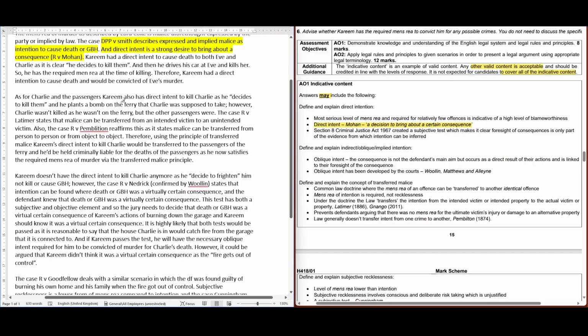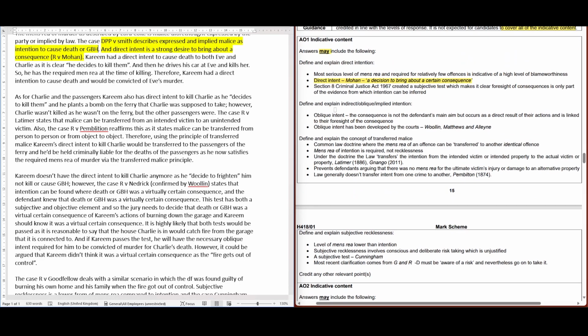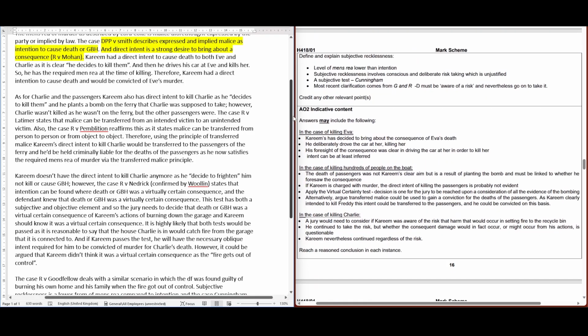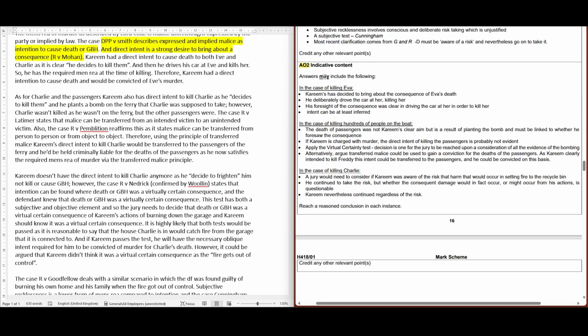So this part is the AO2. So now if we go to the AO2 part of the mark scheme, which is here, the answers may include the following. In the case of killing Eve, supposed to be written Eve, I also forgot to mention that this mark scheme is not accurate for some reason. It is from OCR and it's from their 2023 paper, so for some reason it's not entirely accurate.